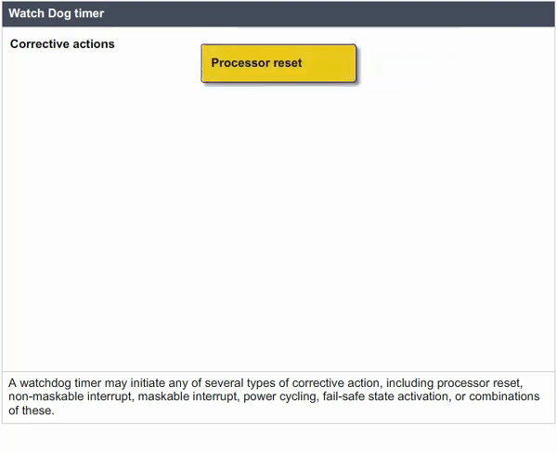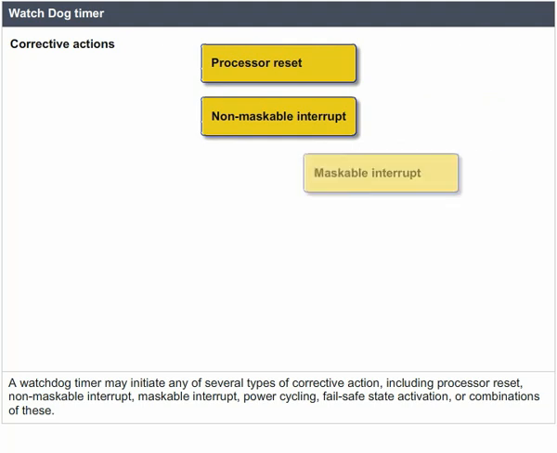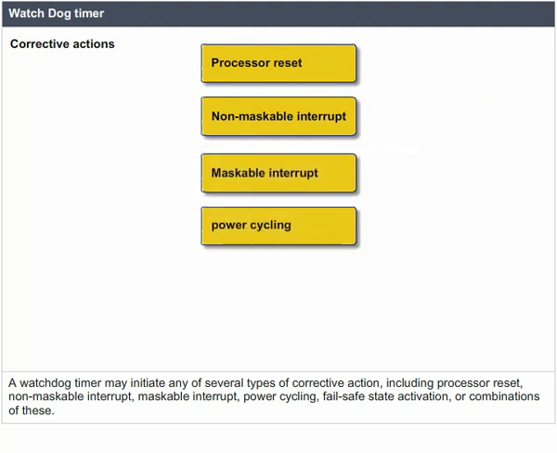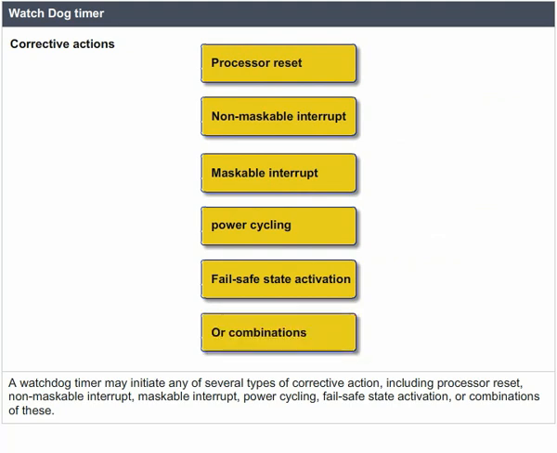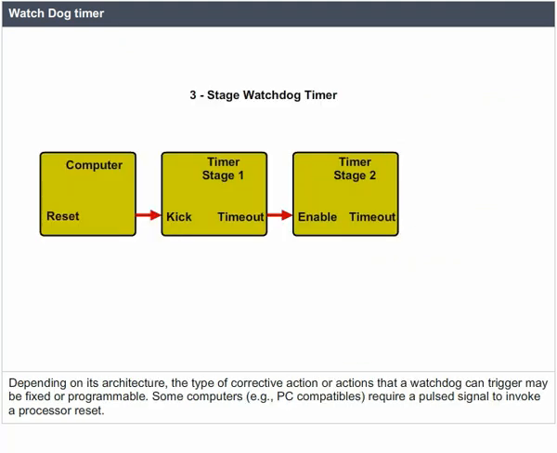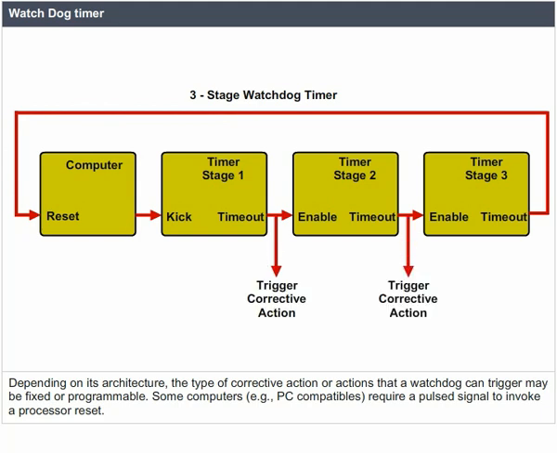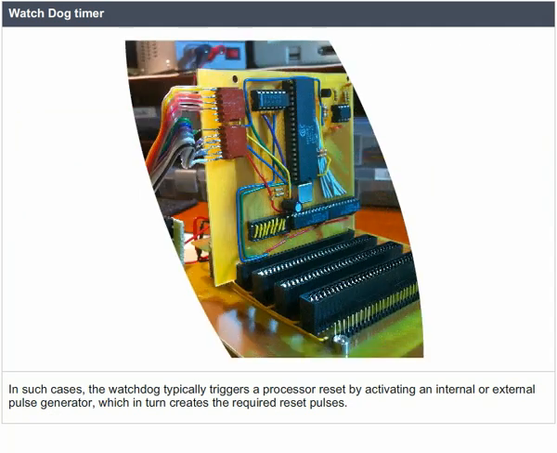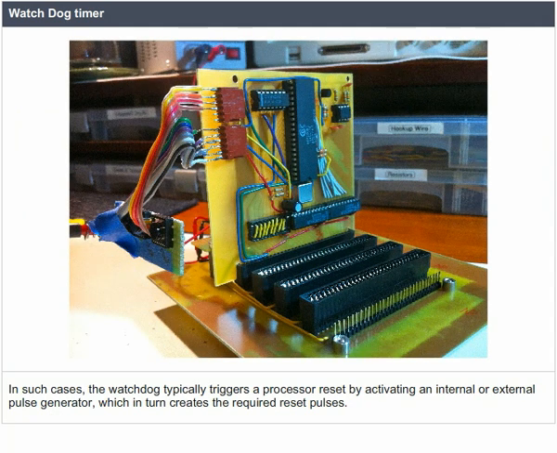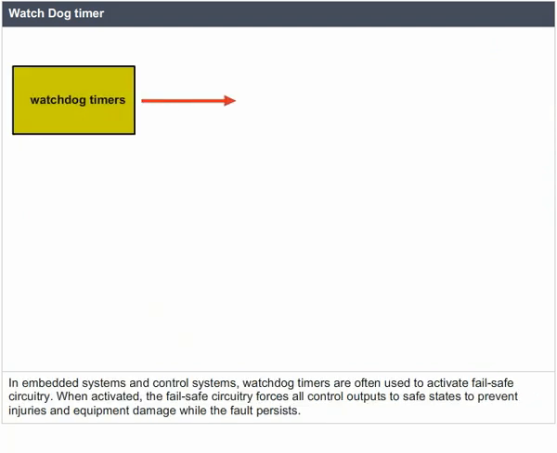Corrective actions. A watchdog timer may initiate any of several types of corrective action, including processor reset, non-maskable interrupt, maskable interrupt, power cycling, fail-safe state activation, or combinations of these. Depending on its architecture, the type of corrective action or actions that a watchdog can trigger may be fixed or programmable. Some computers, for example PC compatibles, require a pulsed signal to invoke a processor reset. In such cases, the watchdog typically triggers a processor reset by activating an internal or external pulse generator, which in turn creates the required reset pulses. In embedded systems and control systems, watchdog timers are often used to activate fail-safe circuitry.